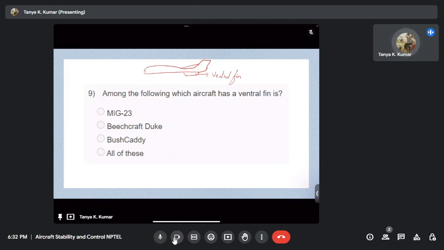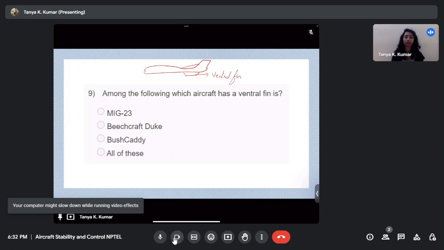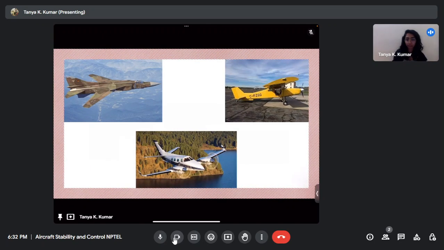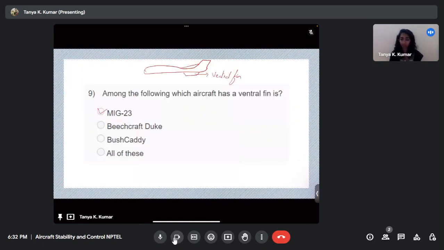Could you look at the aircrafts? Which ones have ventral fin? Okay, let's look at the images. So yes, the first one is the MiG-23, right? It has a ventral fin. You can see it's here, right? So the MiG-23 has a ventral fin.